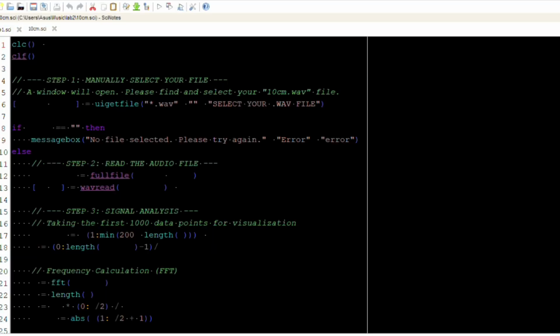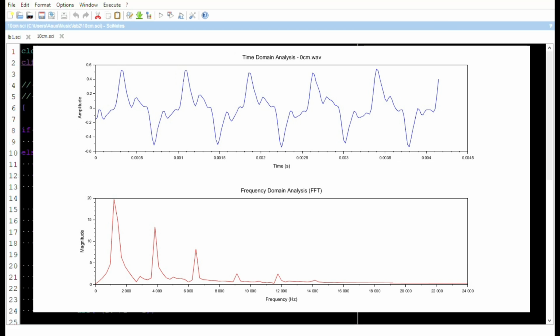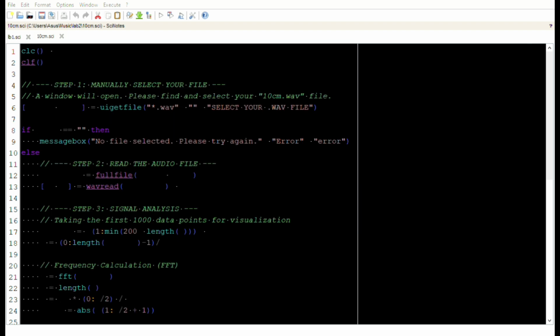Okay, now I'm using the Scilab software to generate the graph. I already pasted my code. First, you choose execute file with echo. I start from 0 cm first. Now you can see two graphs have been generated. The red graph line is the frequency domain. Look at the top peak. It shows at 1000 Hz. The magnitude is near 20 because the speaker is very close to the microphone sensor.